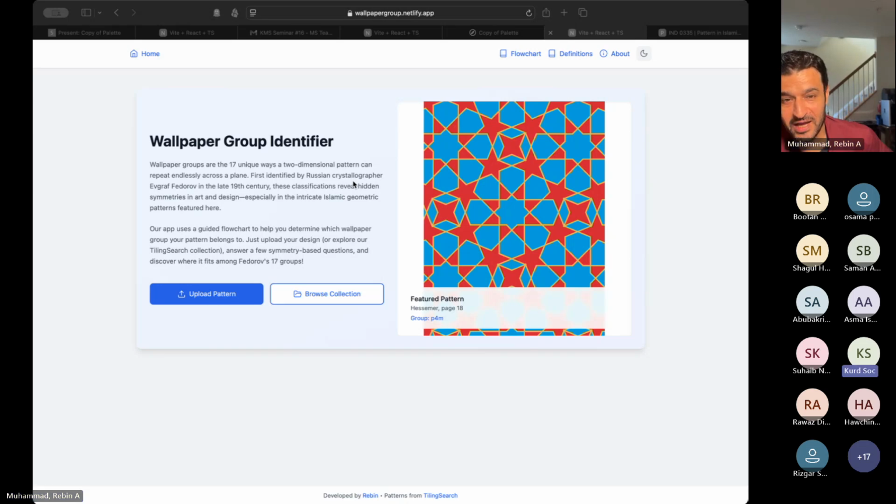I'm mostly interested in the repeating ones that make a wallpaper group, and sadly, that Einstein tile doesn't fall into it. It's a non-periodic tile. Yeah, it's aperiodic. All right.